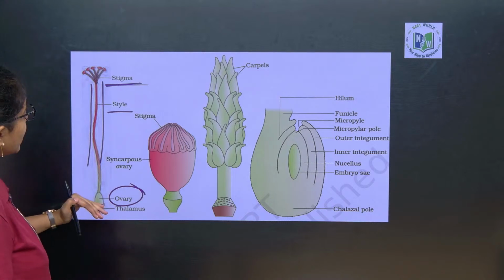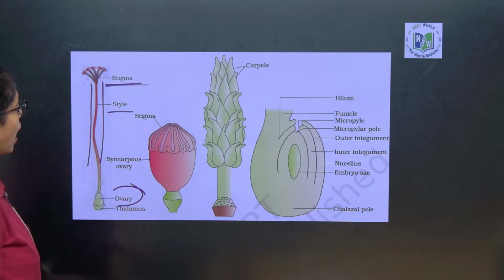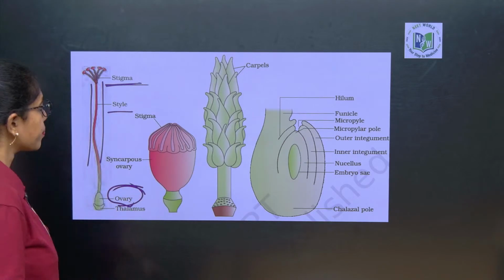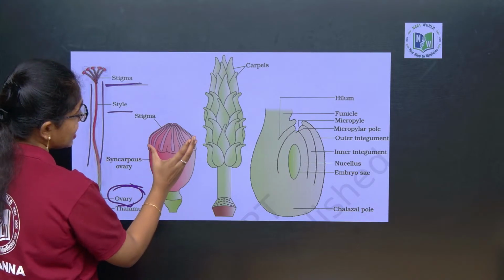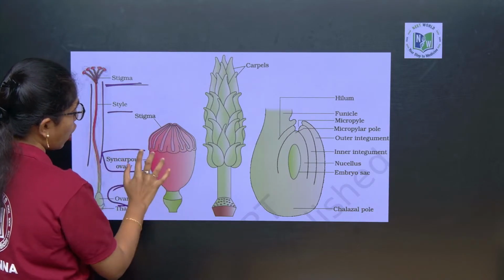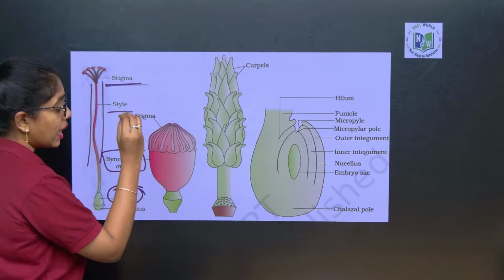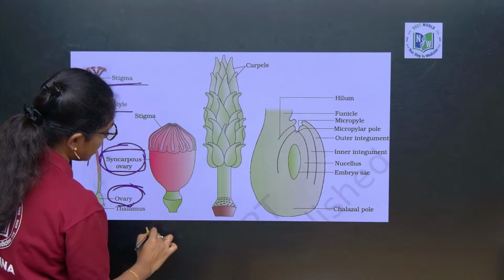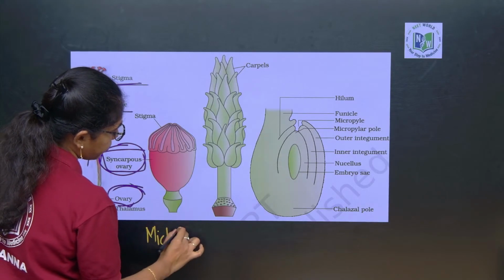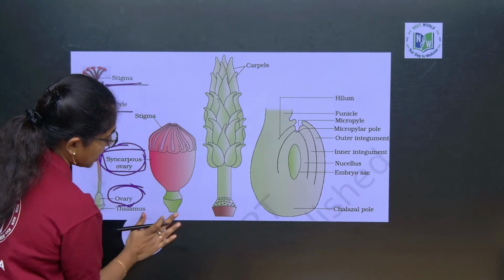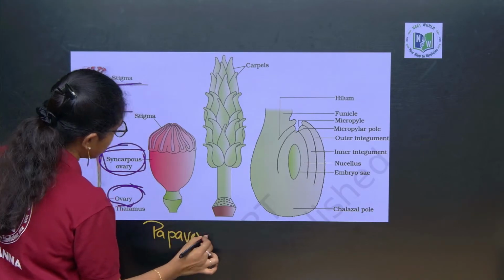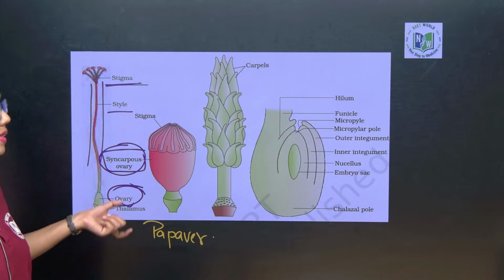If the ovary is above the thalamus, that is superior ovary, and what type of flower, Nana? Hypogynous flower. If this is closed, syncarpous, all the ovary is fused, then it is called as syncarpous ovary. Okay, syncarpous ovary, best example is papaver.